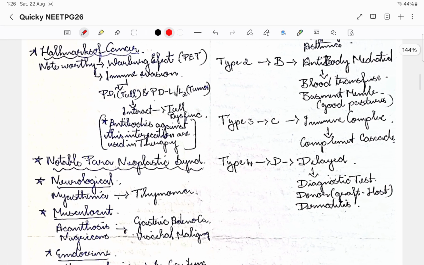Moving on, hallmarks of cancer. Remember, these are noteworthy points. There are many, 10 to 15 points of hallmarks of cancer. Noteworthy points have been taken here.